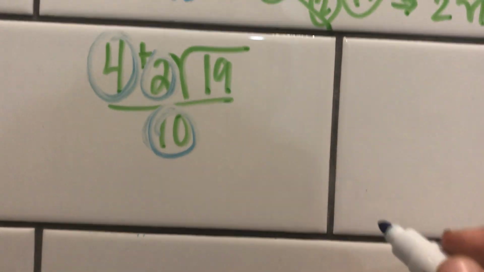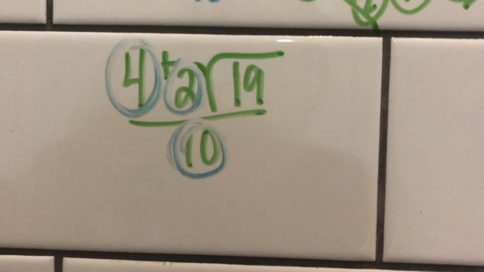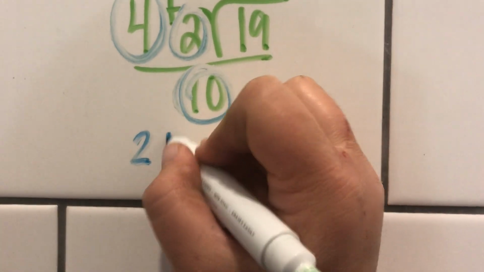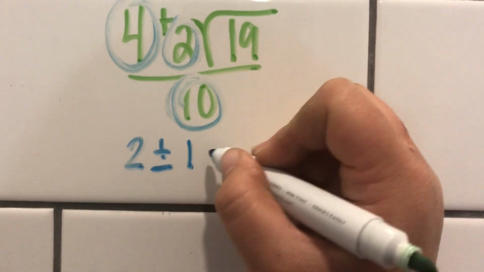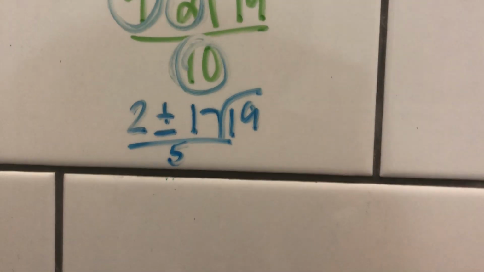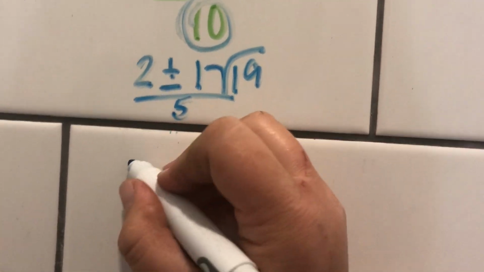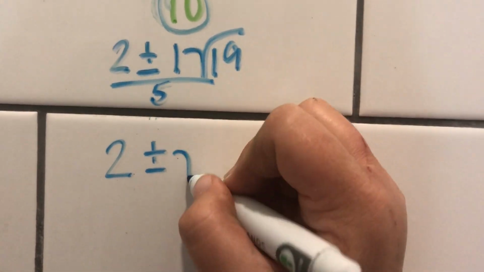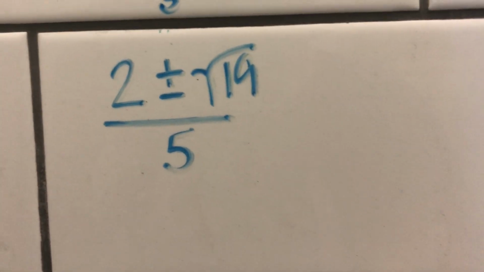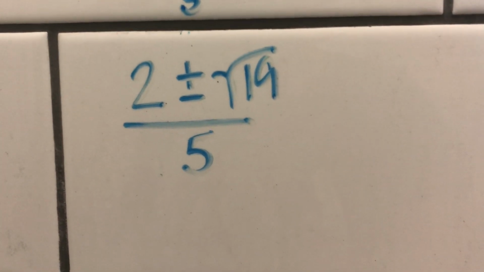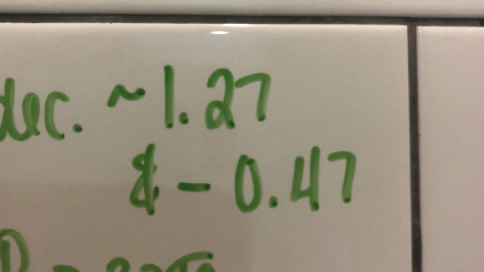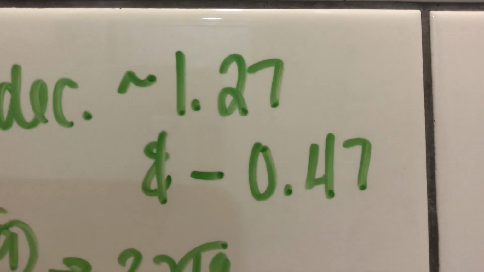So what fits into all 3 of those numbers is 2. 2 fits into 4 twice. 2 fits into 2 once. And 2 fits into 10 5 times. Now you don't need to write that 1. The best way to write this answer would be 2 plus or minus root 19 all over 5. And if you type that in your calculator, you should get the same answer that we got up here, the same decimal, so it's a good check to do.